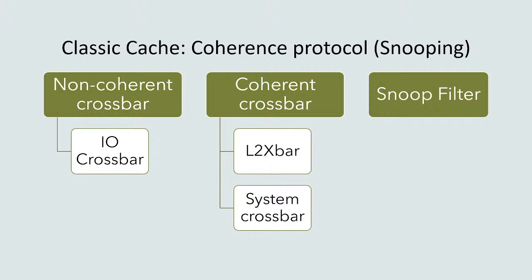It's a non-coherent crossbar. The name suggests what it does: it's not for maintaining coherency. We have a coherent crossbar. We also have two specialized versions of this coherent crossbar, which are the L2 crossbar and the system crossbar. I'll talk about this a bit. And we have a Snoop filter. Again, I'll talk about the Snoop filter in the next few slides as well.